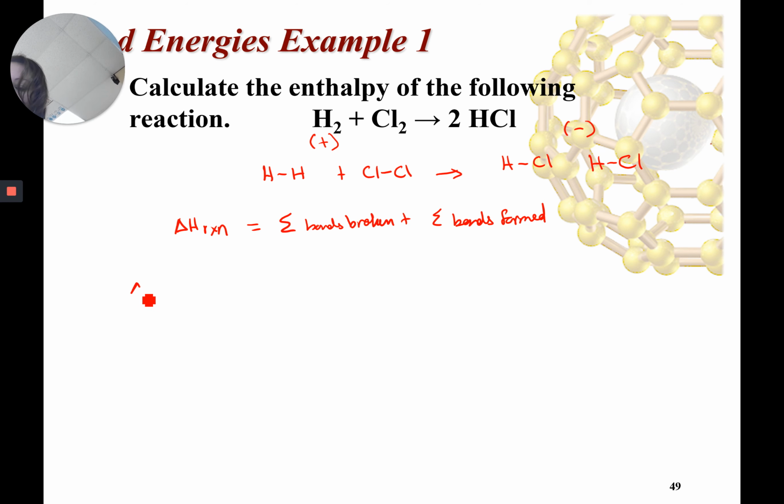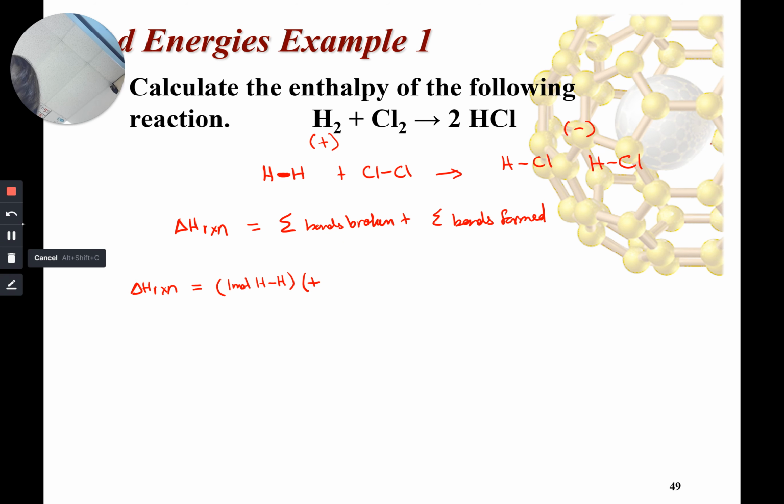So you just go through them. Delta H of the reaction equals. We're going to start with this bond right here. There's only one of them, so we're going to say 1 mole of an H-H bond, and we're going to use the positive value. The positive value for an H-H bond is 427.